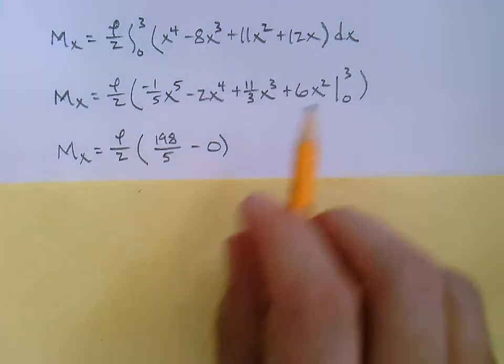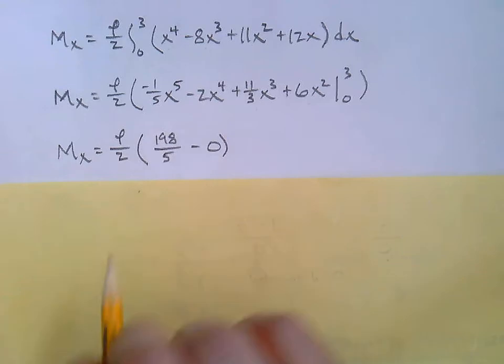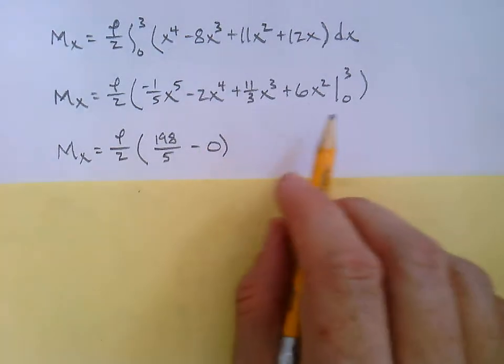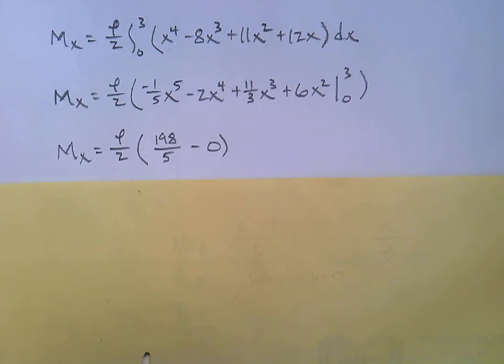And it turns out plugging in 3 in this case gives you 198 over 5. Plugging in 0, of course, is 0. And we've got rho over 2 out in front. So mx works out to be 99 over 5 rho.